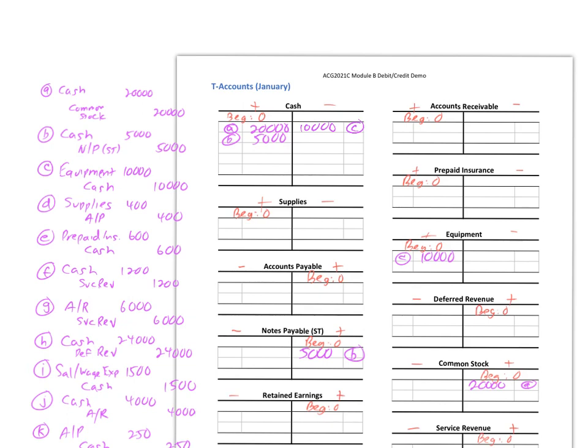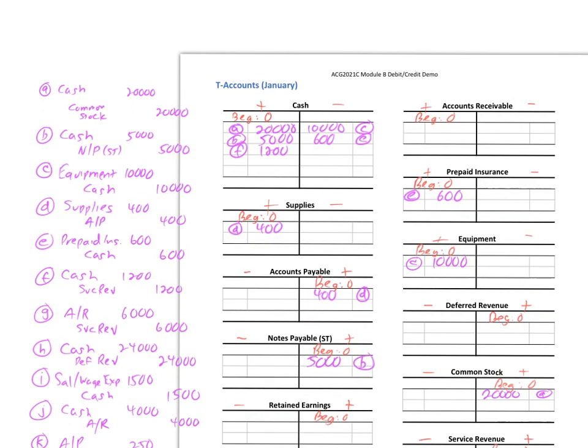All right, so I'm going to pause the video. I'm going to fill out the next 4 or 5, and then I'll review with you. And boom, there's some more. Let's do a quick review of what I just did. Supplies, $400, went to the left side of the supplies account. Accounts payable is increasing by $400, so I put that on the right side of the accounts payable account. Prepaid insurance, $600 increase, left side of prepaid insurance. Cash, $600 decrease, right side of cash.